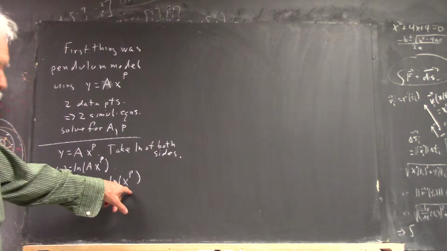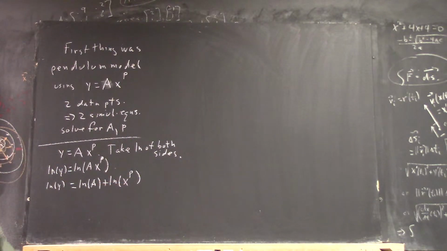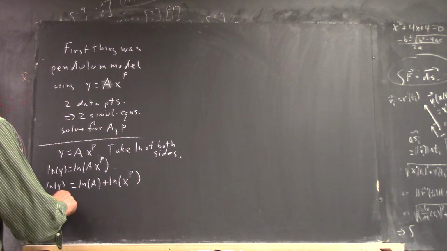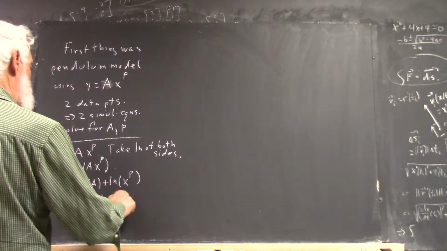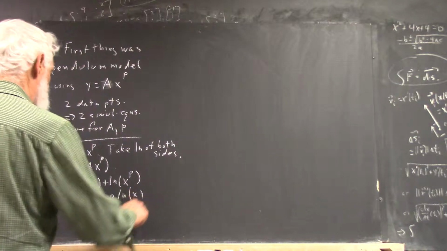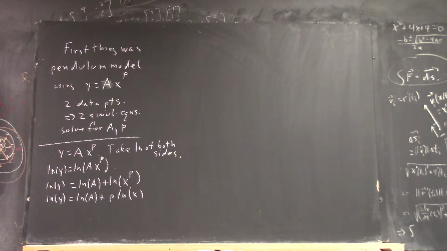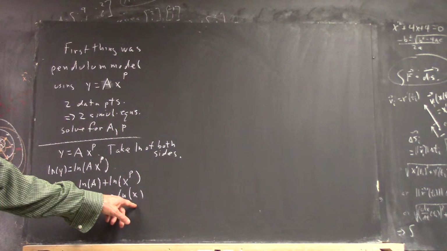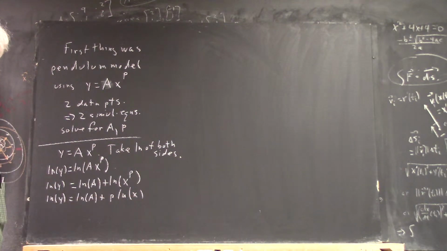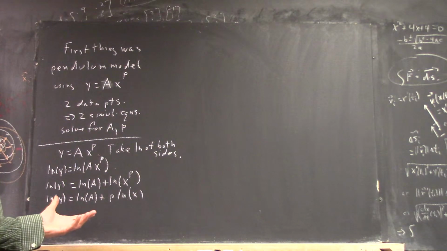Okay, now what can we do with the natural log of x to the p? Well, Daniel just said it. We've got natural log of y equals the natural log of a, and now we can do what you wanted to do. That's plus p times the natural log of x, right? Okay? Now, if we have a value for y and x, this is going to give us an equation, right?